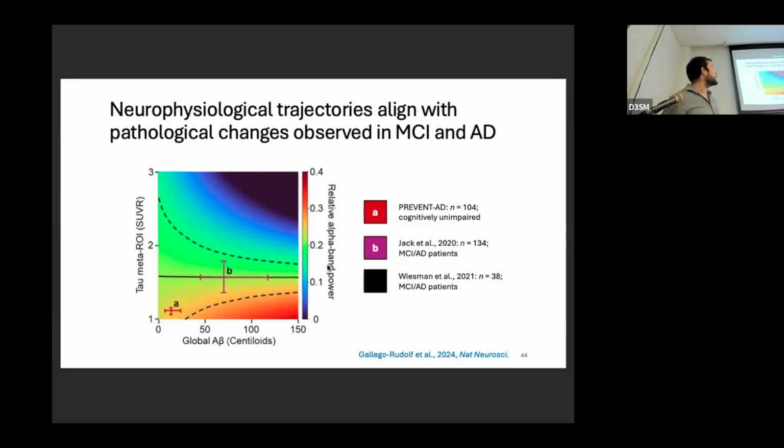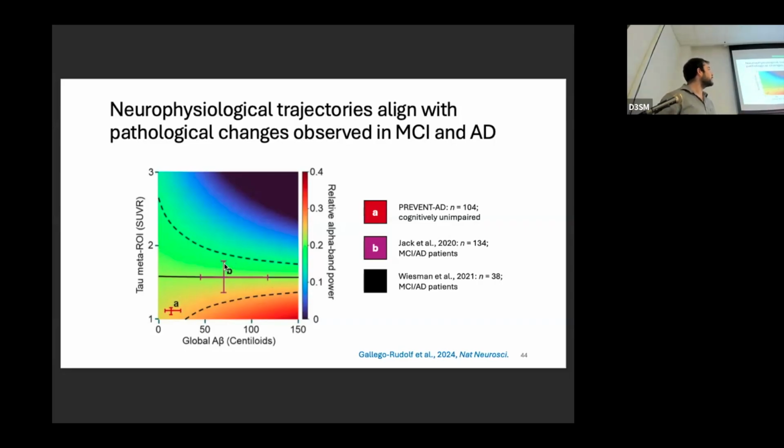And the color map represents the change in relative alpha power. So what you see here is that when you have low levels of tau and we have increasing amounts of amyloid, it is accompanied by an increase in alpha power, reflecting potentially acceleration of brain activity or hyperactivity. And then when we see increases in amyloid, but also increases in tau, we see that there's a shift towards lower alpha power. So this is a very nice way to visualize the interaction effect.